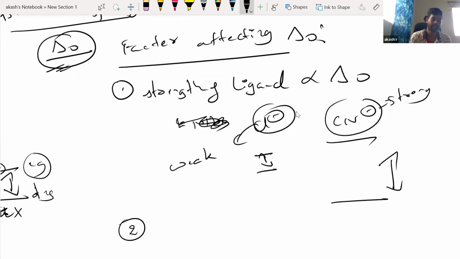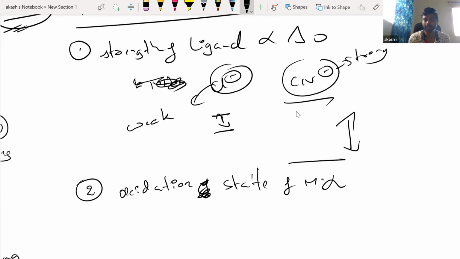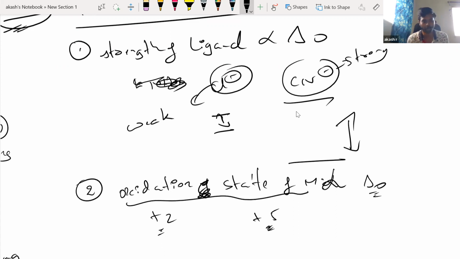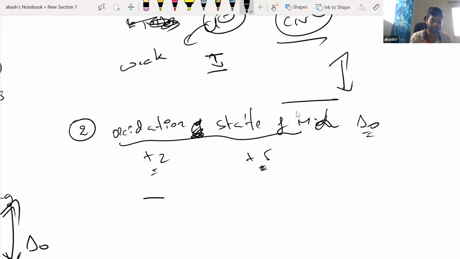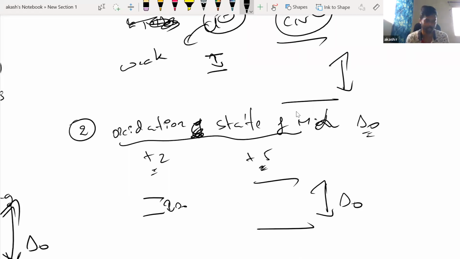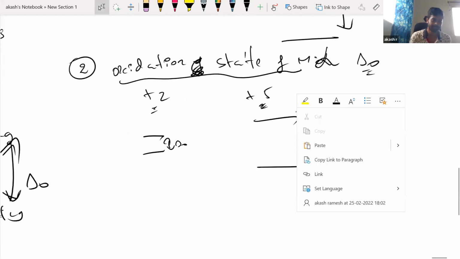Now, the second criterion depends upon the oxidation state of the metal. And again, in this case, it is directly proportional to del O. Why is it like this? Say we compare +2 and +5. This has a lesser positive charge, this has a higher positive charge. We are talking about attractive and repulsive forces. If I have more charge, I have more attraction and more repulsion, and at the end of the day there is going to be more splitting. So the oxidation state of the metal also plays a role in deciding your del O. For the +2 oxidation state of the metal, we have only a small difference, but for +5, we have a huge energy difference between your Eg and T2g.